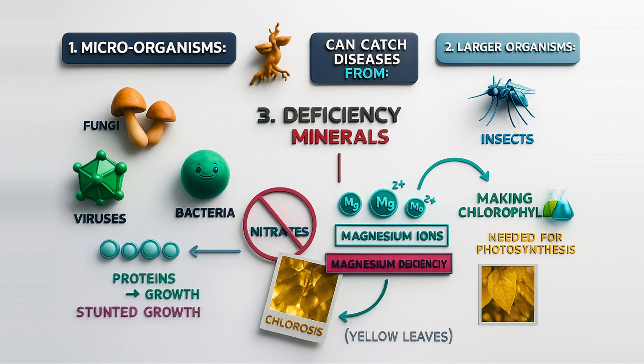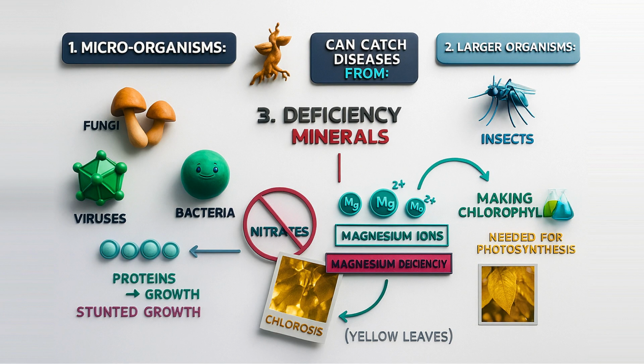Just like humans, plants are susceptible to a wide variety of diseases caused by different types of microorganisms such as fungi, bacteria, and viruses, as well as by larger organisms including pests like insects. In addition to infections, plants can also suffer from deficiency diseases which occur when the plant does not get enough of the essential minerals it needs to function properly.